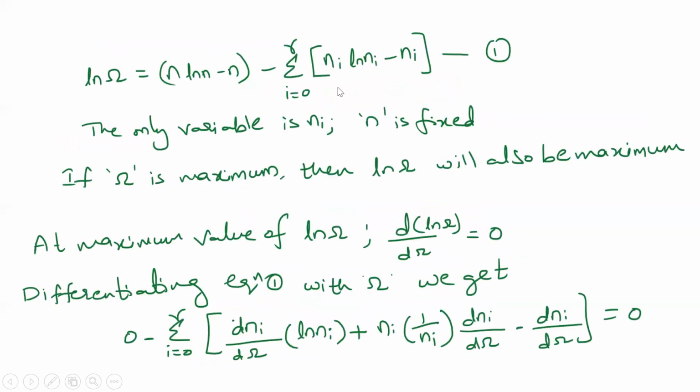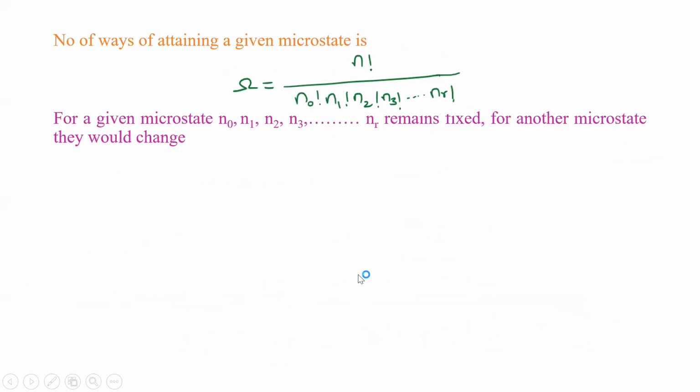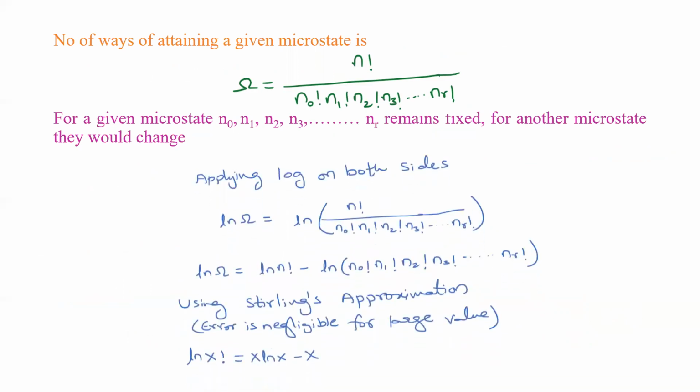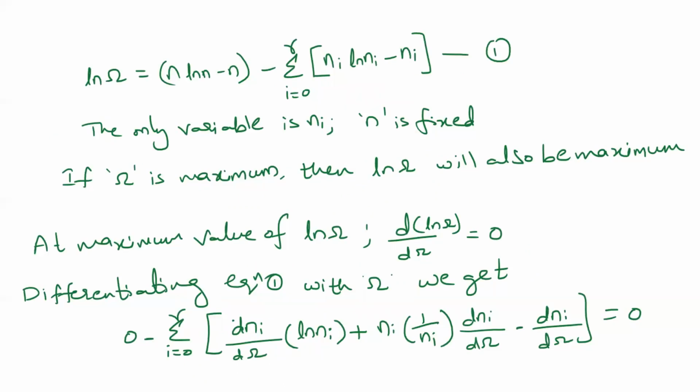Now, expanding the terms, we are representing this N0 and N1 by Ni, and we are ranging i from 0 to R. The only variable here is Ni, because we know that this is constant, and N is constant because the total number of particles in the system is constant.